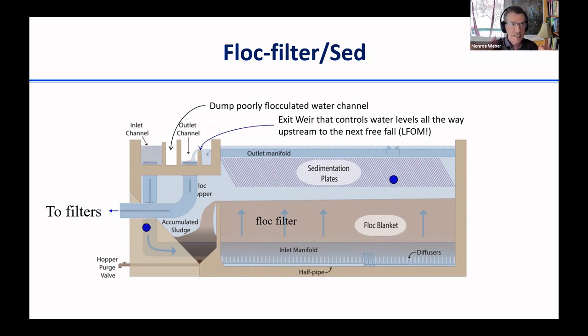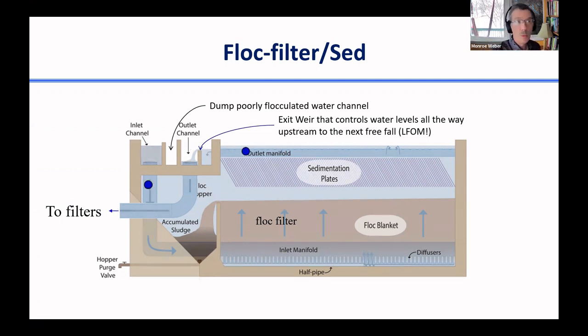And then there's head loss as it goes down through the flocculator. It enters this inlet channel. It goes through the sedimentation tank or flock filter sed, and then it exits and goes over another weir where there's free fall. And that means that this weir where there's free fall controls the water level all the way back up to the LFOM, to the outlet of the LFOM, or to the very beginning of the flocculator.